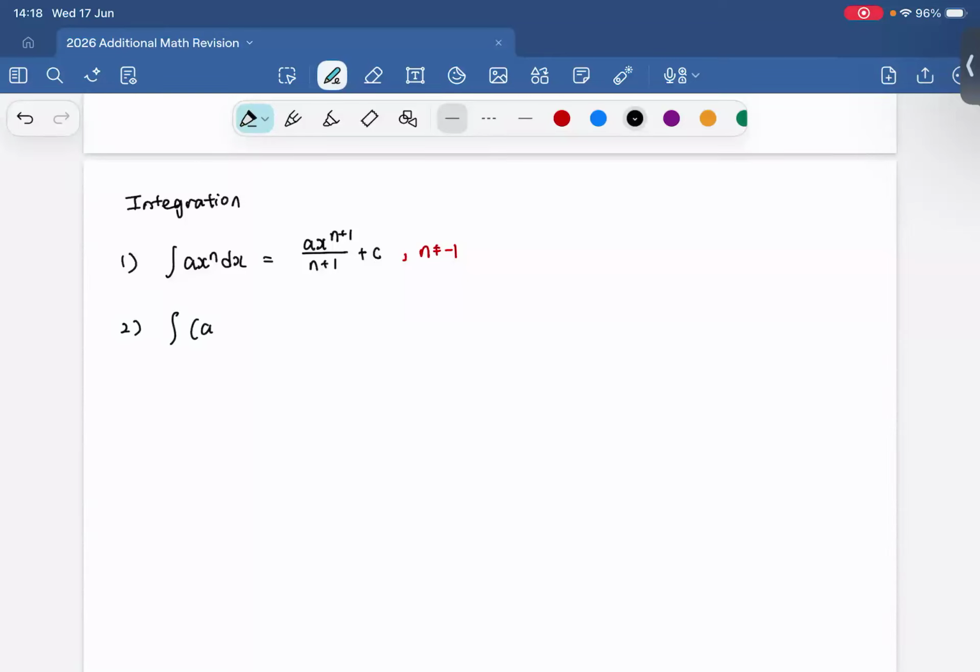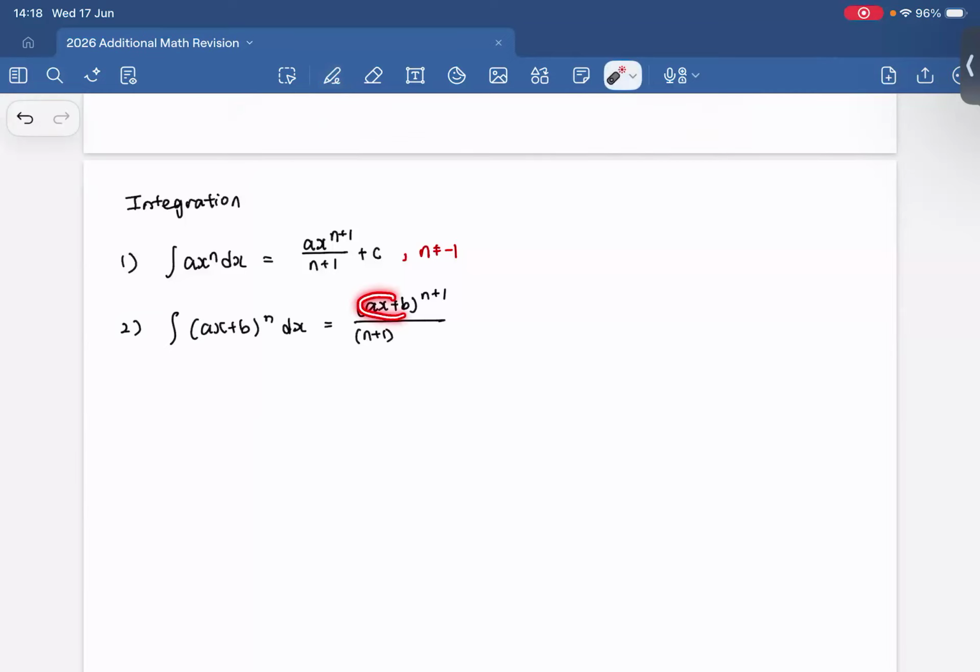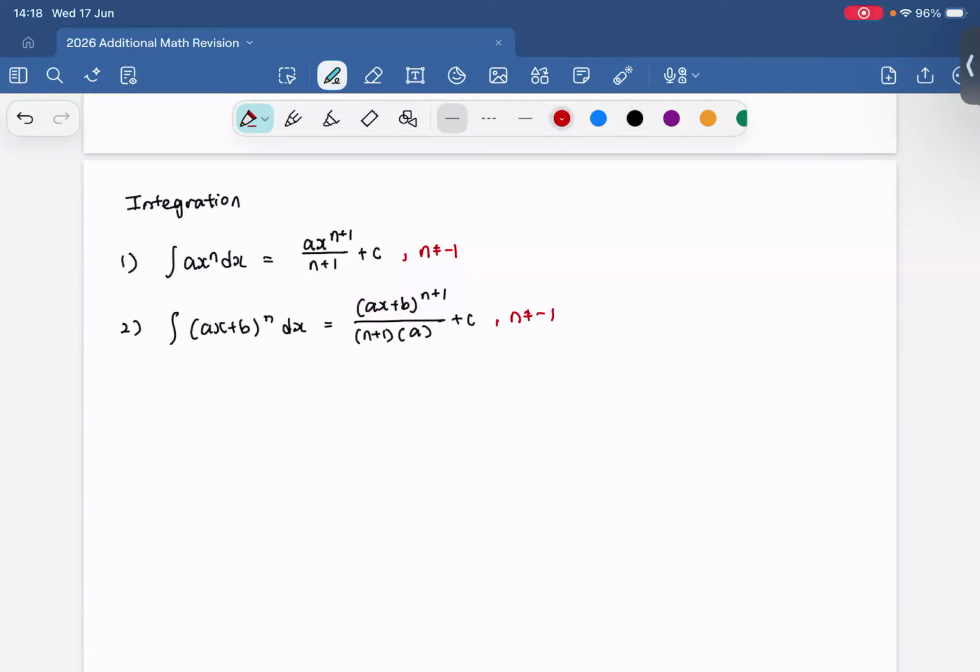The second integration that you have, (ax plus b) to the power n. What do you do? Power increase by 1, divide by the new power, divide by the differentiation of this thing. You differentiate this, you get a, plus c. Again, the condition for this is n cannot be -1. Okay, what happens if n is -1? Now, if n is -1, what do we have? We have things like that. You can see that this is a over x. This is actually ax to the power -1.